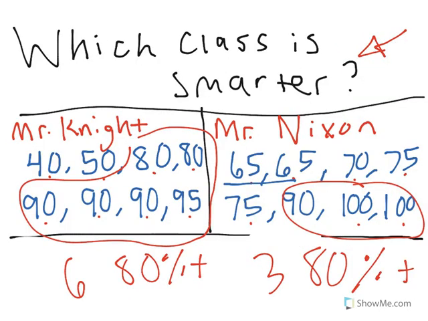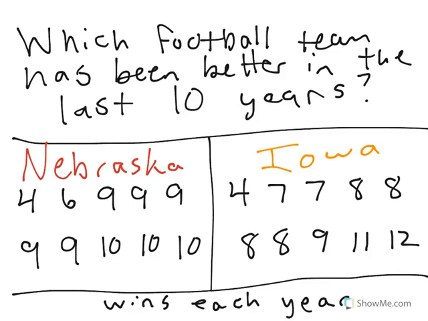So now this is the part where you do the work. You are going to come up with an argument for me using data landmarks. So the question that you're going to answer is, which football team has been better in the last 10 years? These numbers that you have right here, I was kind enough to write them in order so you don't have to reorder them. But take a look. These are how many wins Nebraska had each year. So this number means Nebraska had 4 wins one year, 6, 9, 9, 9, 9, 9, 10, 10, 10. And Iowa, 4, 7, 7, 8, 8, 8, 8, 9, 11, and 12.